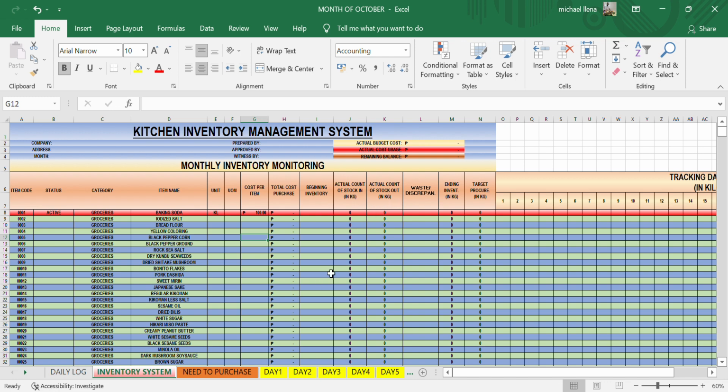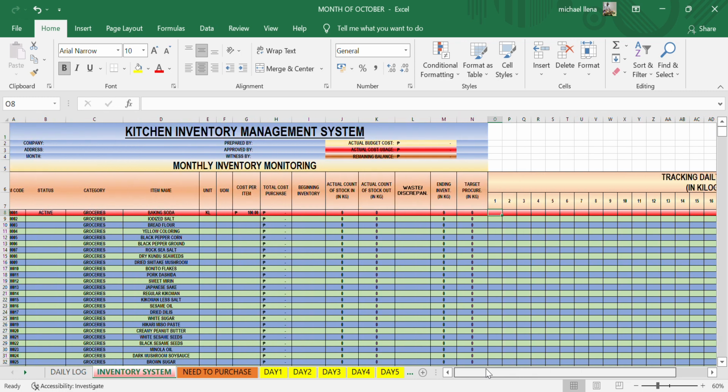Your actual stock out will be taken from the daily logs if you have the daily logs list, or you need to input your usage. You have the waste, the discrepancy, the ending inventory, the target procurement, the actual budget cost, the actual cost usage, and the remaining balance of your stock inventory. Target procurement considers your target to procure or to buy. You have the tracking from day 1 up to the 31st.